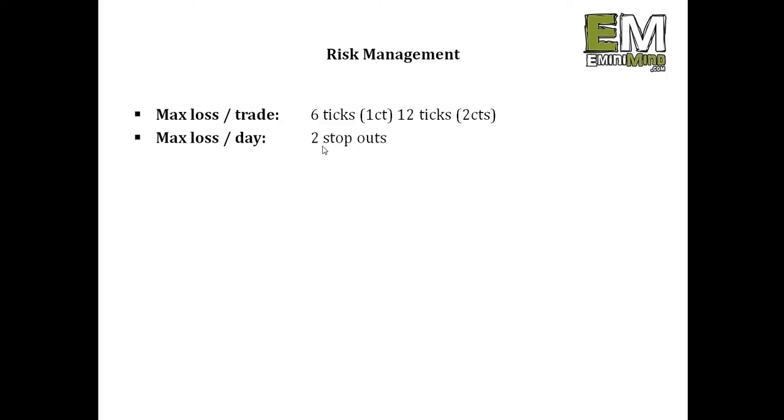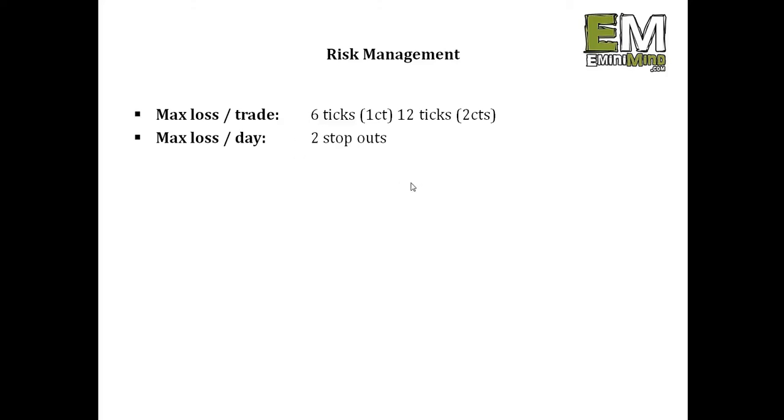And then finally, before I move into the live charts I'll pull up in a minute, let's just talk a little bit about risk management. So for a max loss per trade, I'll use 6 ticks as my maximum, and then 2 contracts would simply be 12 ticks. For a max loss per day, again, that 2 stop out rule.